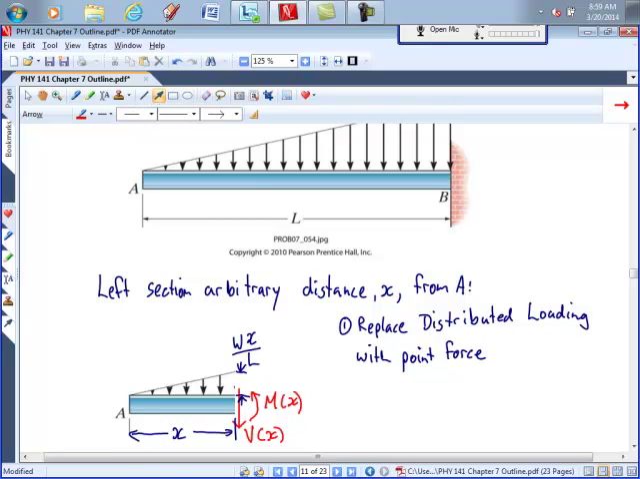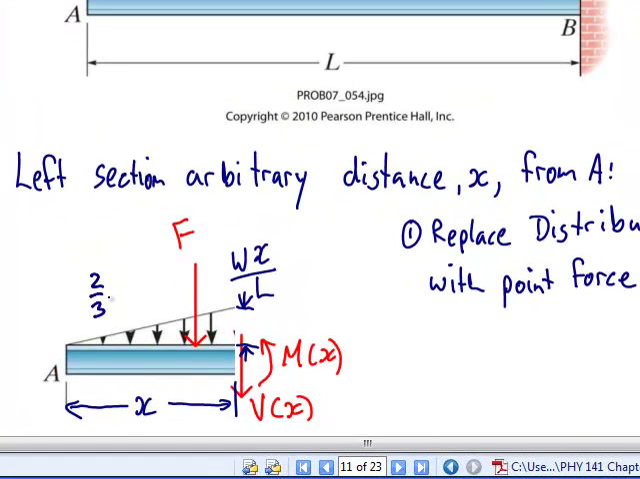All right, where's the point force going to act? Right, so it's going to act through the centroid, which is a third of the distance from any of the sides. So that's going to be at 2/3 of x, because we've got a flat side here at the distance x. So that's where we're going to put our equivalent force. Just call that F. And that distance is going to be 2/3 of x.